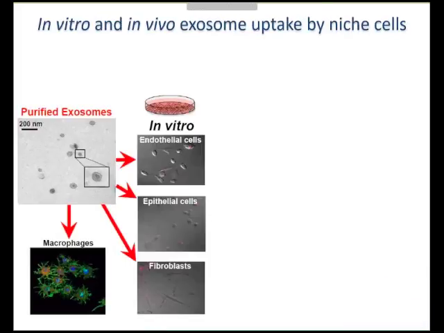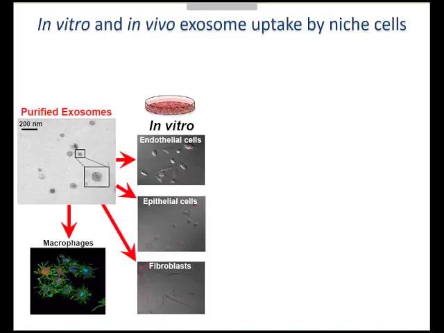And in the next experiment, we asked the question whether these exosomes secreted by cancer cells can be transferred to niche cells, both in vitro and in vivo. This experiment was performed several years ago, and as we all know now, many labs were able to show the efficient uptake of exosomes or extracellular vesicles by multiple types of cells.